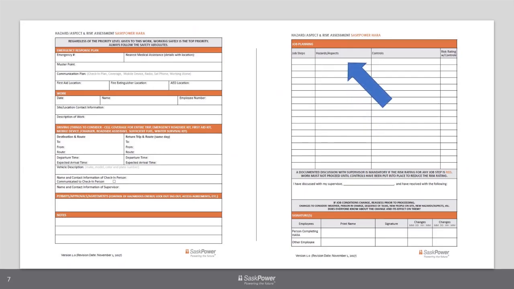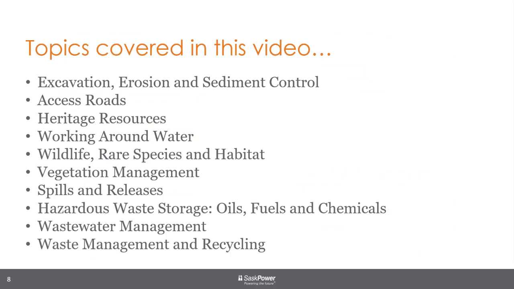It is the responsibility of all contractors to perform a documented hazard aspect and risk assessment, or HARA, acceptable to SaskPower. Review the conditions listed in the approvals and permits while conducting your daily HARA during tailgate meetings. Environmental aspects and controls should also be identified at this time. When working on SaskPower projects, contractors must be aware of the potential environmental impacts associated with their work activities and follow the guidelines discussed in this video.